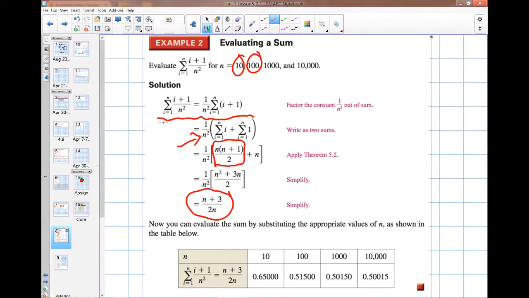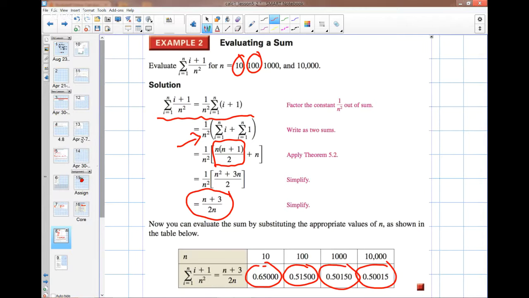What's the answer if n is 10? Just plug in. You get 13 on the top, and you get 20 on the bottom, and 13 divided by 20 is 0.6500 down there. Anyway, and then do it for n equals 100 and 1,000, and then they ask you to do it for 10,000. Do you notice how the answer seems to be approaching something? It seems to be approaching 1/2. Do you see that? It's like a limit.